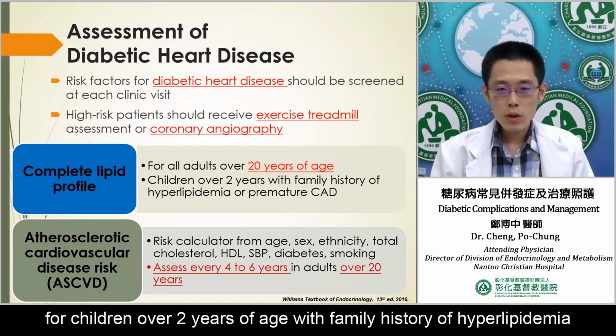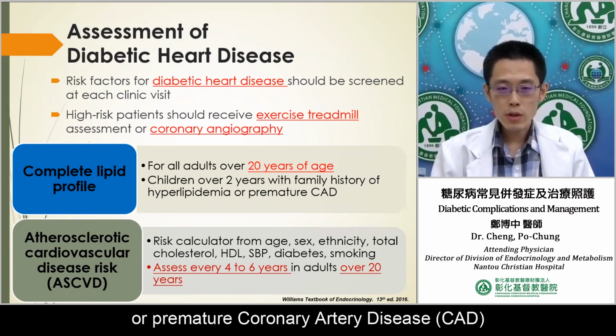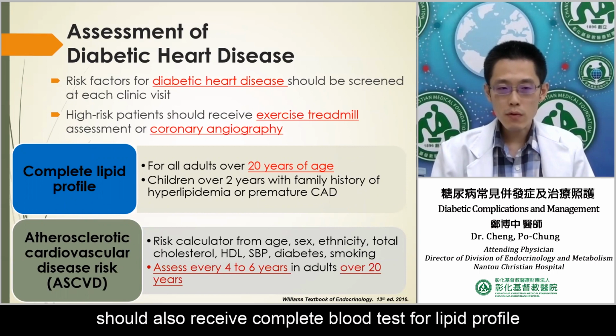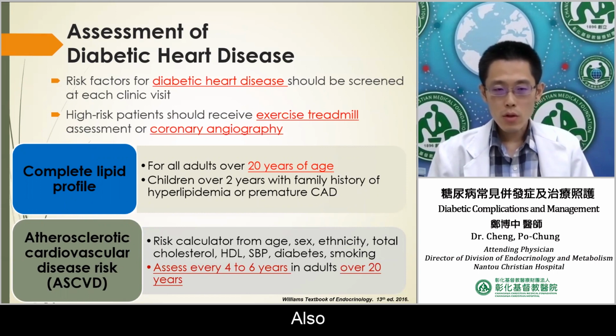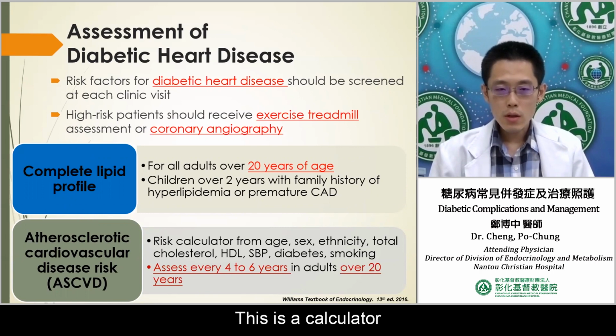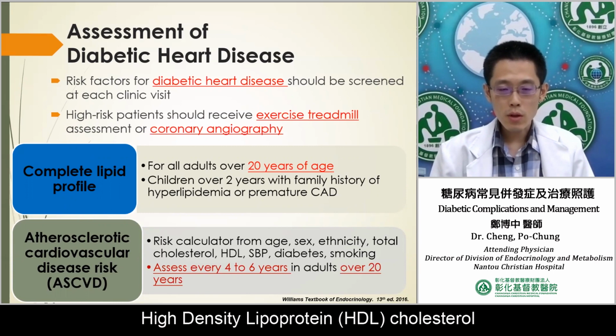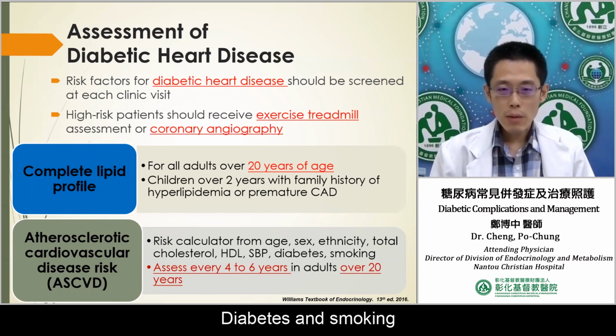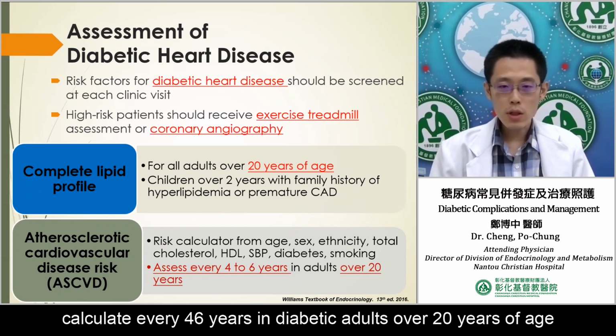Children over 2 years of age with a family history of hyperlipidemia or premature coronary artery disease should also receive complete blood tests for lipid profile. Also, another important index called the atherosclerotic cardiovascular disease risk should be calculated. This is a calculator including age, gender, ethnicity, total cholesterol, high-density lipoprotein cholesterol, systolic blood pressure, diabetes, and smoking. This index should be calculated every 4 to 6 years in diabetic adults over 20 years of age.